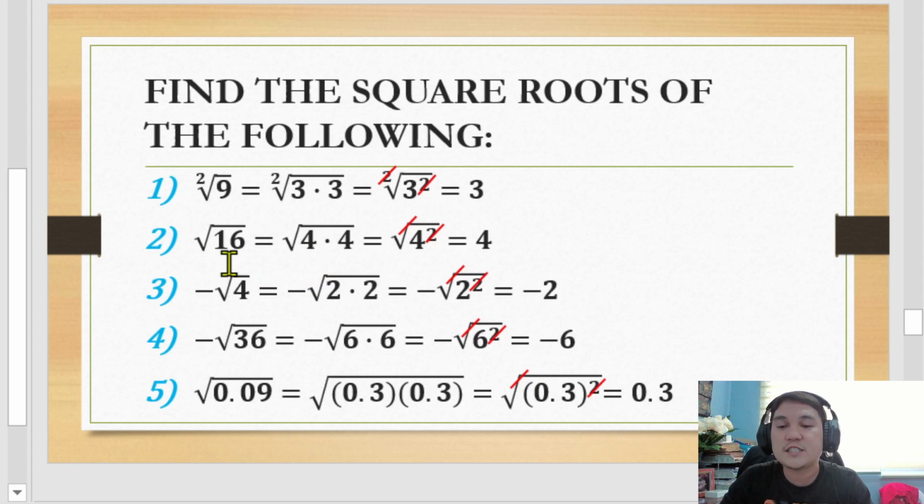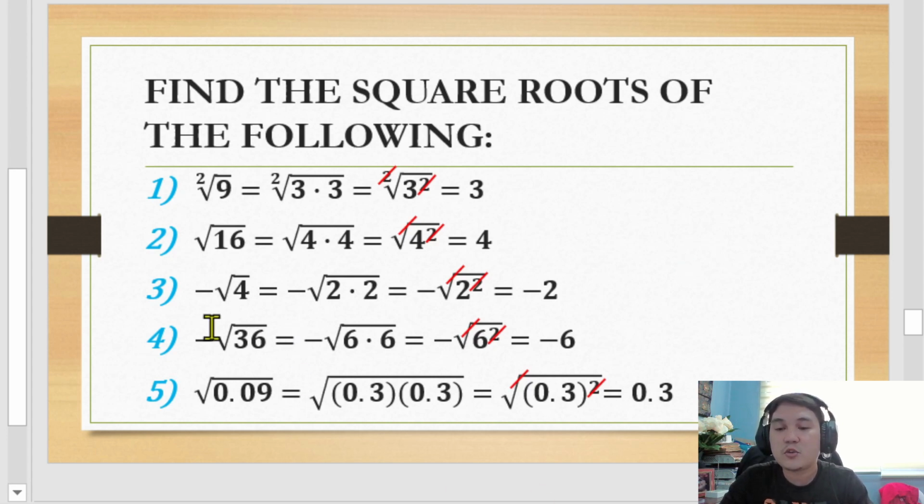So the factors of 16 are 4 and 4. To change this 4 times 4 into its exponential form, that gives us square root of 4 squared. So 4 times 4 is 4 squared in its exponential form. So cancel out the radical sign with the exponent 2. So the final answer for number 2 is 4. Number 3, negative square root of 4.